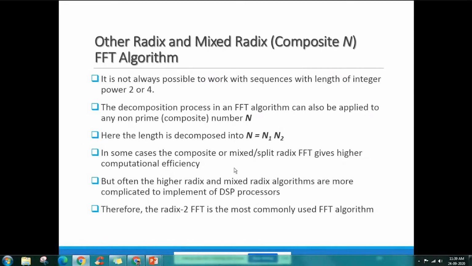In some cases the composite or mixed, or another word we use, the split Radix FFT, gives higher computational efficiency. So we can say that when we apply the mixed Radix or higher Radix algorithm, they will provide higher efficiency.